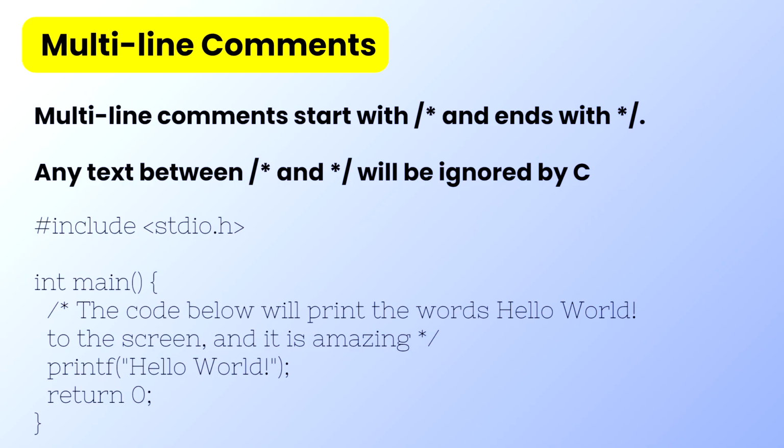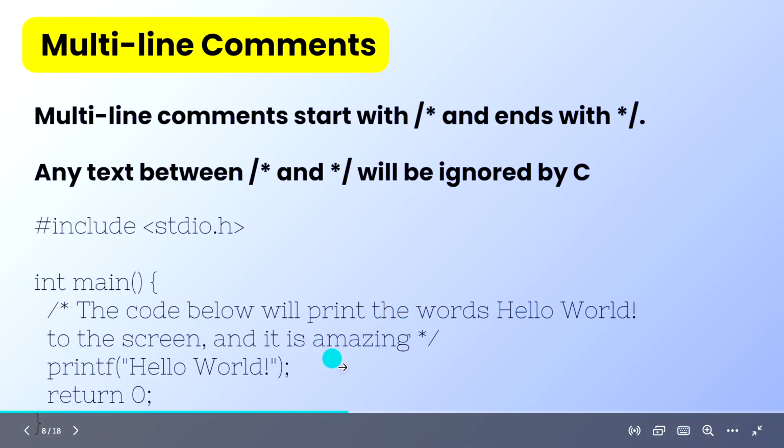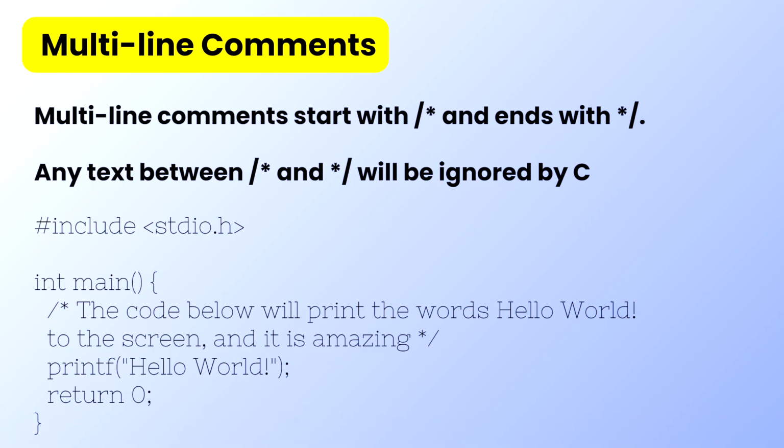Here is the same example, hello world. The code below will print the words hello world to the screen. The sentences placed between slash star and star slash will not be executed, but in the program they will show something about the program.